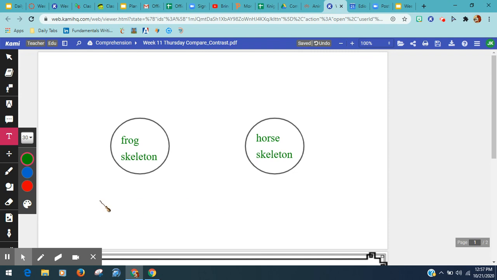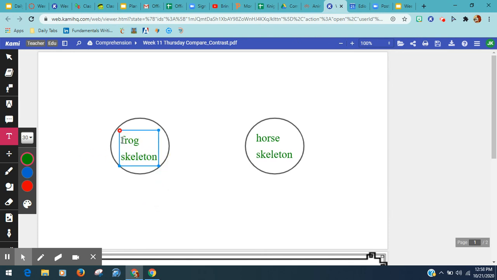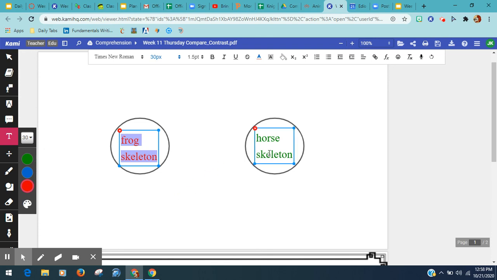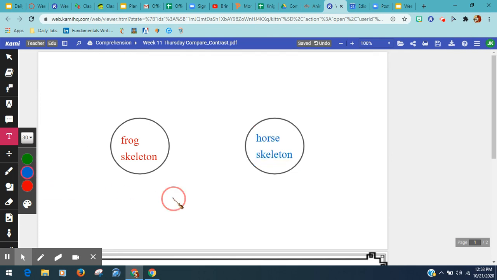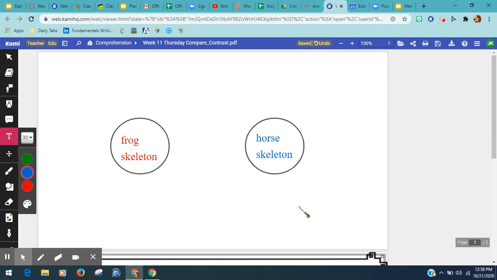Okay, now what I'm going to do is, kind of like I did with Charlie's dad and Pop originally, I used 2 different colors. I'm going to use red for the frog, and for the horse, I'm going to use blue. Now, we have no bubbles created on the side yet. So let's talk about the frog skeleton first.